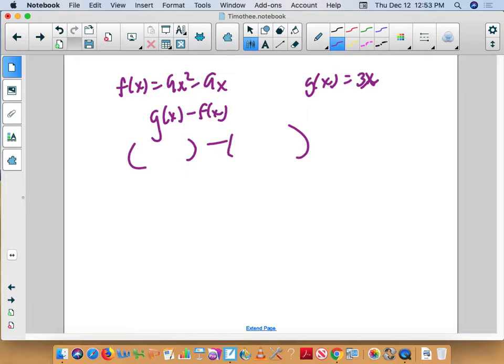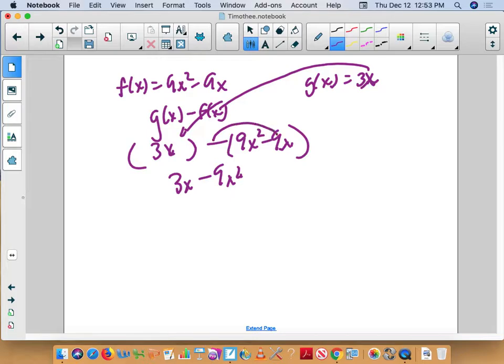One thing I noticed when I was working with people is make sure, don't just assume f is the first one. Okay? They said put g of x in the front. So this is g of x goes in here minus f of x. So my answer is 3x minus 9x squared. And what's that going to be?